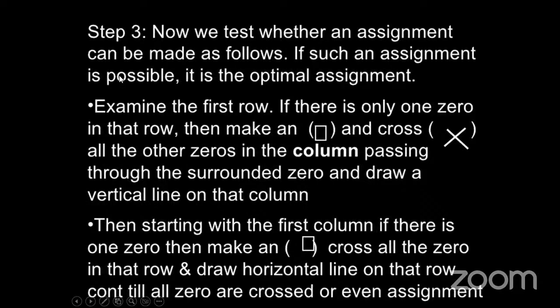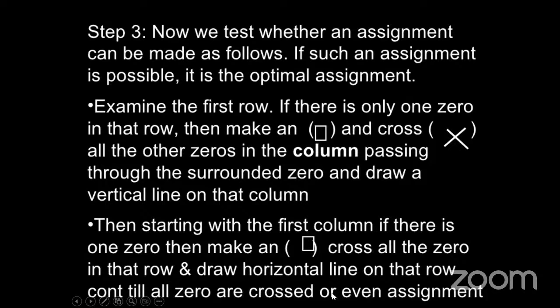Now we test whether an assignment can be made as follows. If such an assignment is possible, it is an optimal assignment. Examine the first row. If there is only one zero in that row, then make a square and cross all other zeros in the column passing through the surrounded zero, and draw a vertical line on that. Drawing lines will be when you are not getting an assignment. Then starting with the first column, if there is a single zero, make a square, cross all the other zeros in that row, and draw a horizontal line on that row.